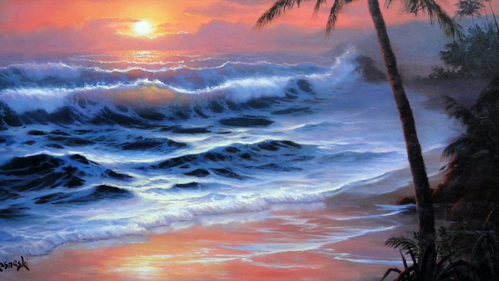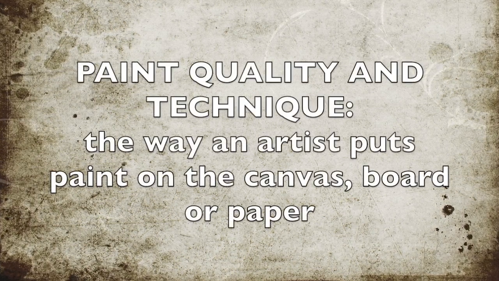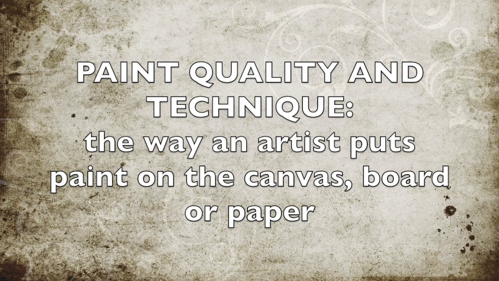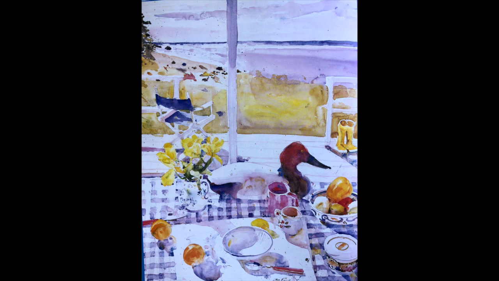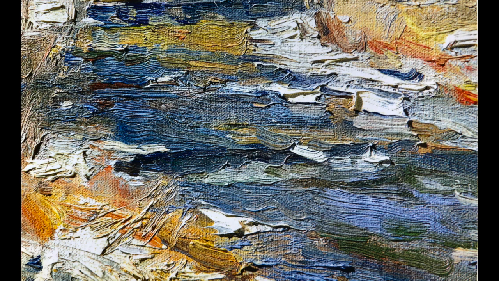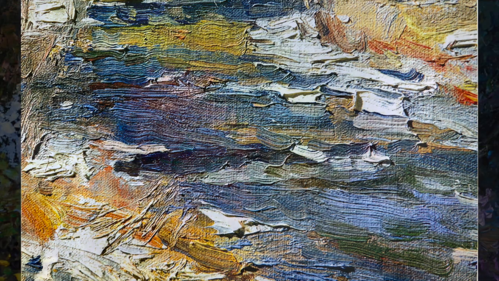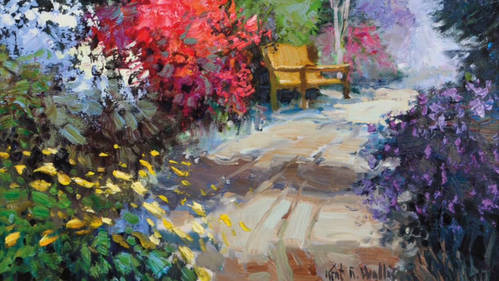So let's begin with paint quality and technique. And this is primarily the way in which the artist puts paint on their canvas, board, or paper. So let's begin. Paint quality refers primarily to the application of thick or thin paint. Watercolors, obviously, lend themselves mostly to thin and transparent paintings, while oils and thick-bodied acrylics are best if you want an impasto look. An impasto actually means that the paint stands out from the surface.